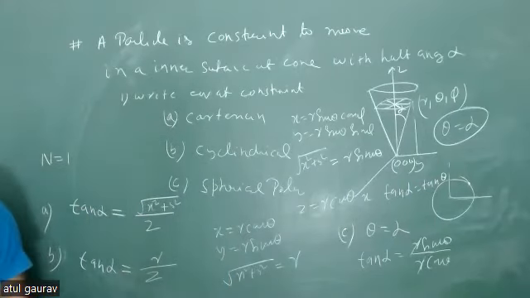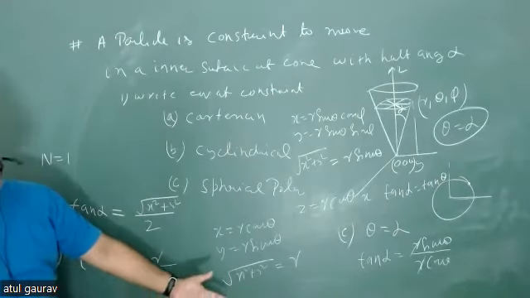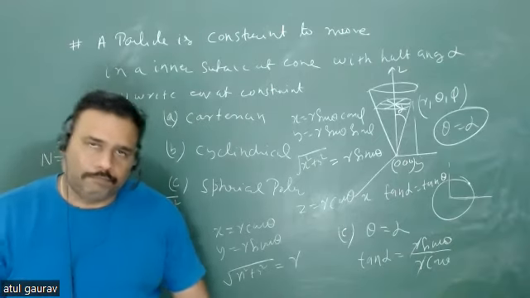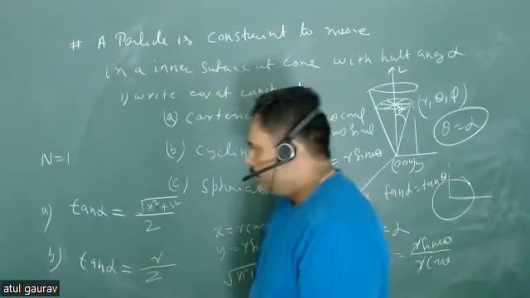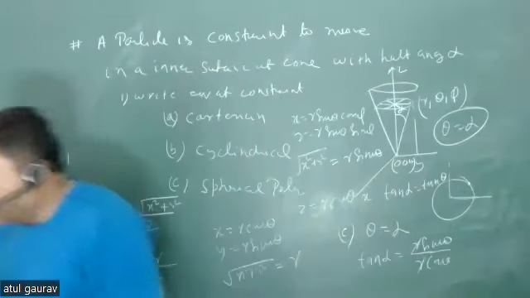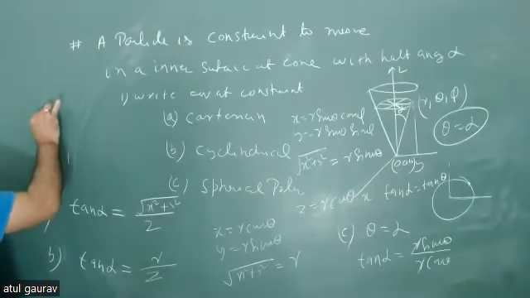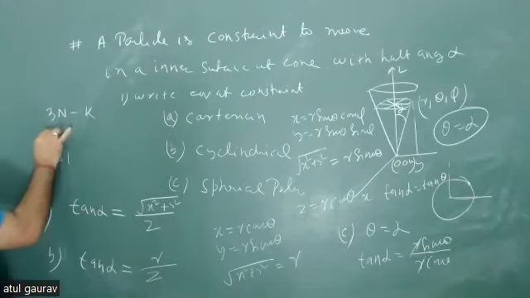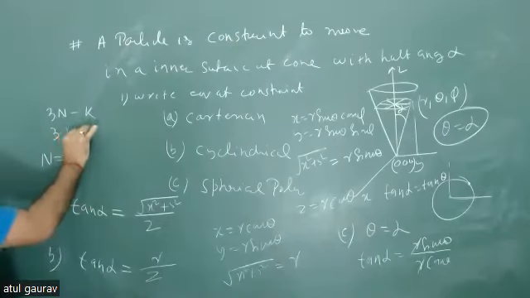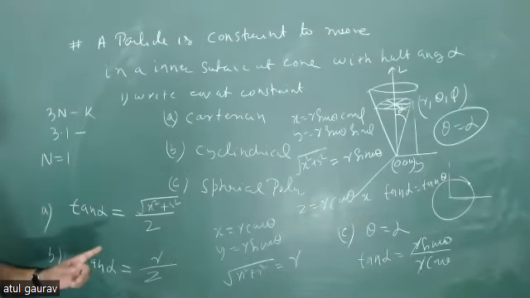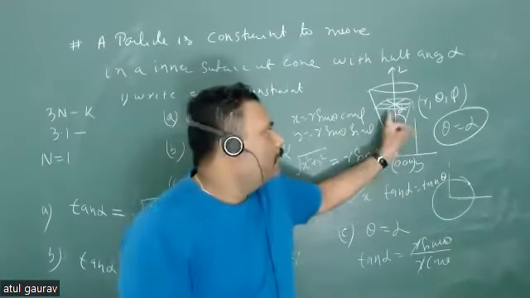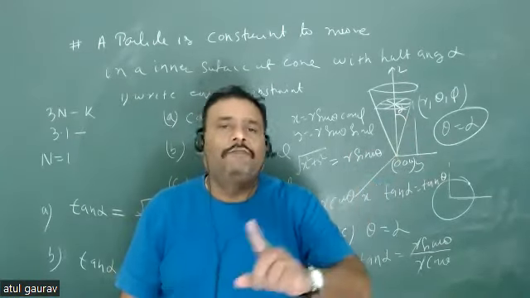Yes? So you can represent your equation of constraint in any coordinate system. There is not any problem. But what is your degree of freedom? So degree of freedom is given by 3n minus k. What is the value of n? It is 1. What is the value of k? 1. There is only one restriction. The particle is always making angle alpha with the z axis.